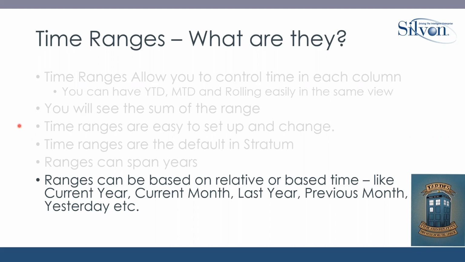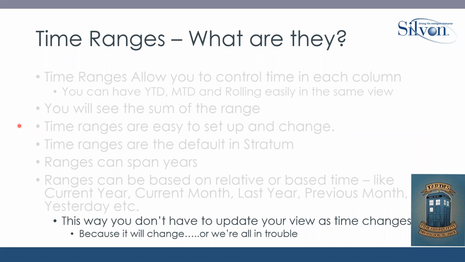They can also be based on relative time. It's important that you begin to understand in Stratum that you can use absolute time, which means I'm going to pick a very specific year, 2019, 2020, 2021. I'm also going to pick a very specific month, January, February, March, or a specific week, weeks 1 through 52 or 53. And then you might also pick a specific day. You can do that. Relative time is more where you select the current year, last year, next year, things like that, so that as we move through time, you don't have to update your view.